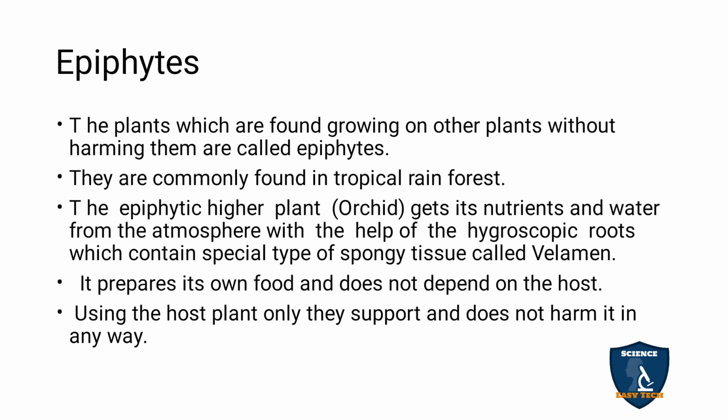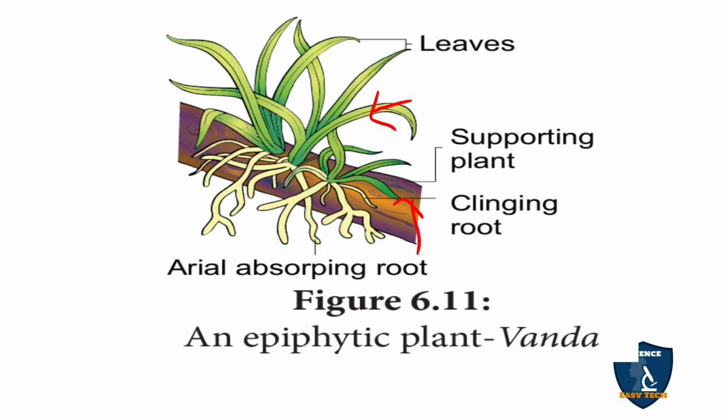The epiphytic higher plant, that is orchid, gets its nutrients and water from the atmosphere with the help of hygroscopic roots due to the special spongy tissue known as velamen tissue. So you can see the aerially absorbing roots. These roots absorb the atmospheric moisture because of the velamen tissue present in them. And another root is there, it is a clinging root, and this is the support plant, and you can see the leaves. So the plant which grows on another plant is called epiphyte.